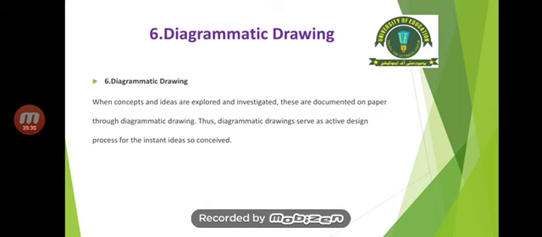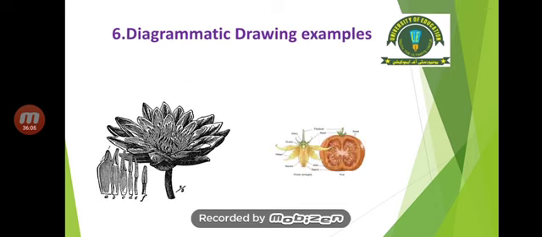Diagrammatic drawing. When concepts and ideas are explored and investigated, these are documented on paper through the diagrammatic drawing. Thus, diagrammatic drawings serve as an active design process for the instant ideas so conceived. So, in diagrammatic drawings, we get the detailed images, as you can see in these examples.